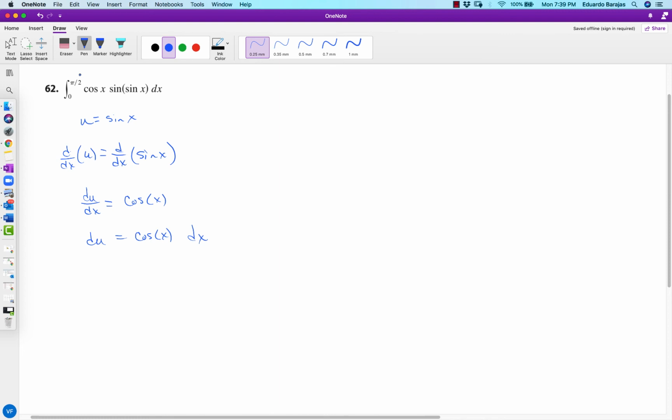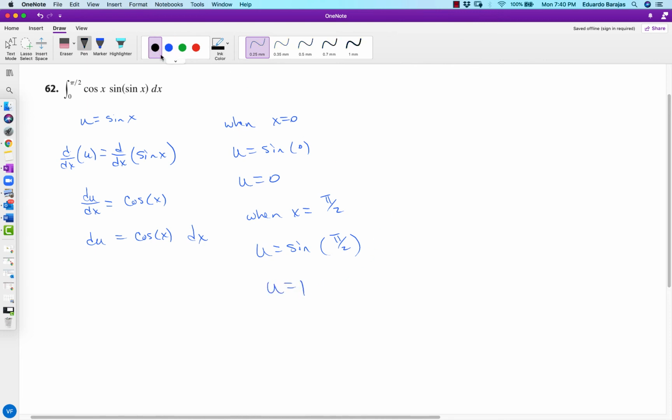Now I'm going to change my limits of integration. When x equals 0, I have that u equals sine of 0. Sine of 0 is 0, so u just goes to 0. That was easy. When x equals pi over 2, u equals sine of pi over 2. Sine of pi over 2 is equal to 1, so u equals 1.